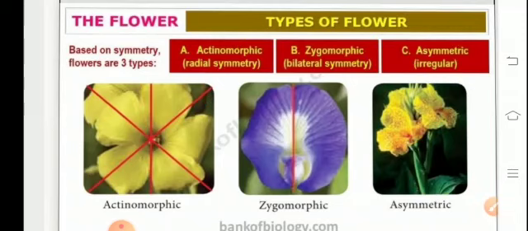Talking about bilateral symmetry, it is zygomorphic flower. Flowers can be divided into two halves through a single vertical plane passing through the center. Example, pea, gulmohar, cassia, bean, to name a few.